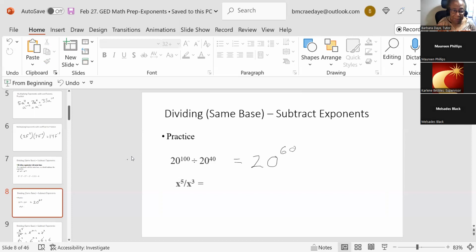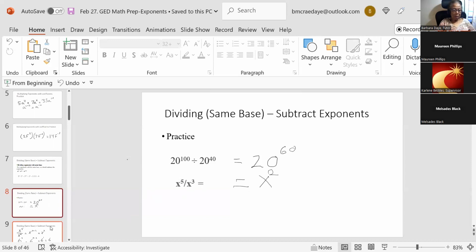Now, Sadie's, what about the second one? What is the answer for this one? X to the what? Mercedes, you're on mute. Sorry. X to the 2 power. Yeah, that's right. X to the second, 5 minus 3. There we go. All right. Any questions? Same base, subtract the exponents. 100 minus 40 is 60, and 5 minus 3 is 2.